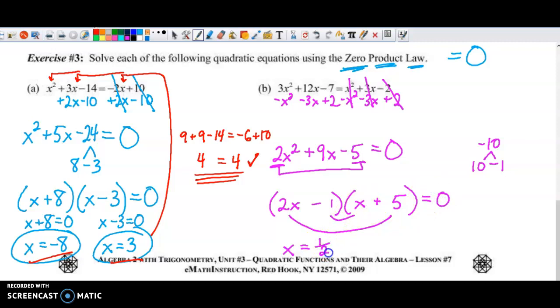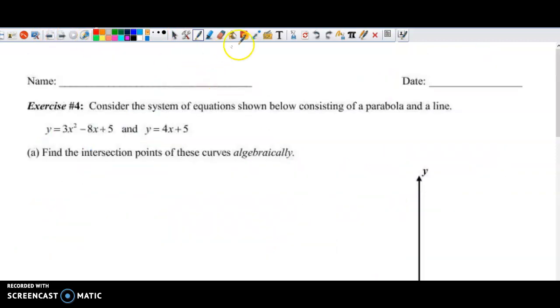And you add 1 and divide by 2. And then this other answer is just subtract 5 over. So those are your two answers. Okay, feel free to write down your questions and bring them to class.